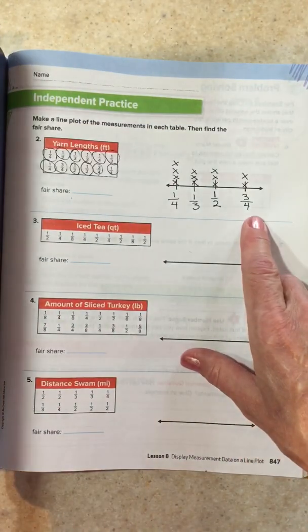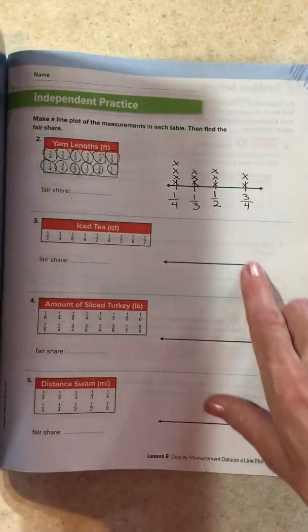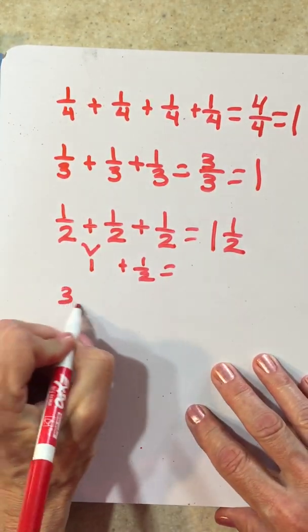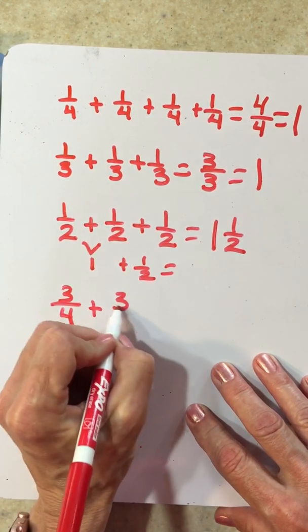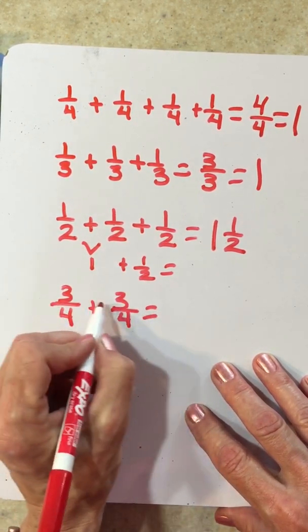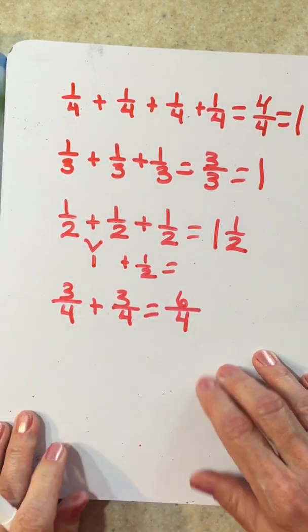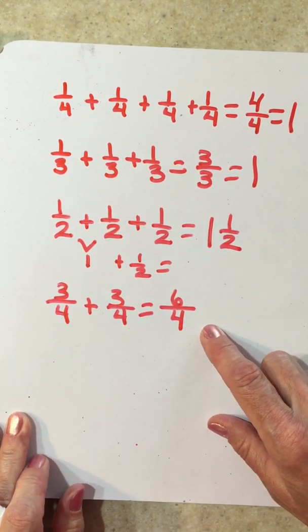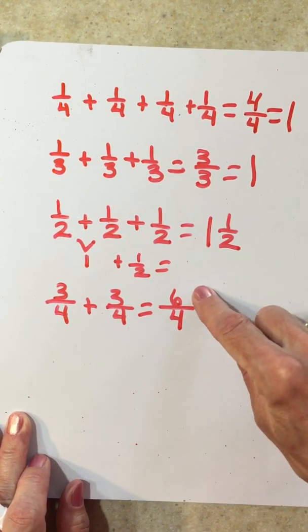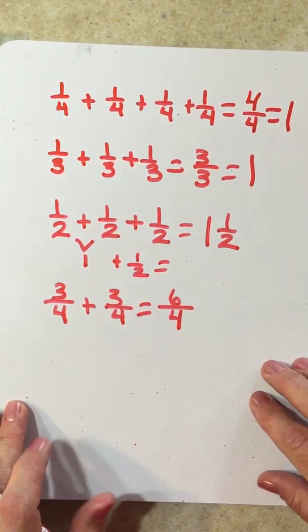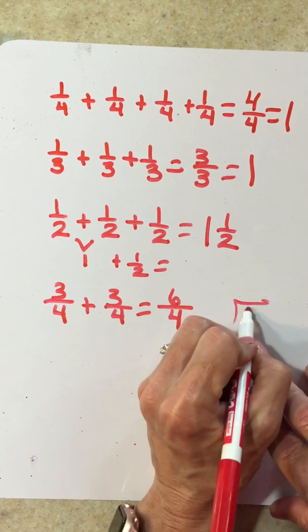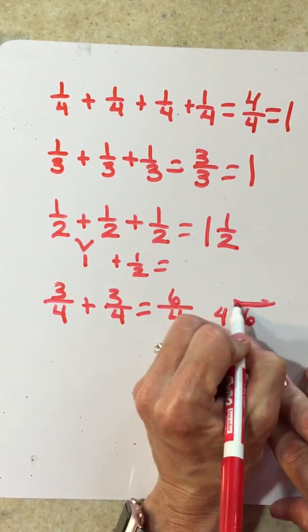And then we have 3/4. There's 2 of those. 3/4 plus 3/4. You add the numerators. 3 plus 3 is 6. The denominator is 4. This one is improper, so we need to fix that. We need to divide the top by the bottom. 6 divided by 4.